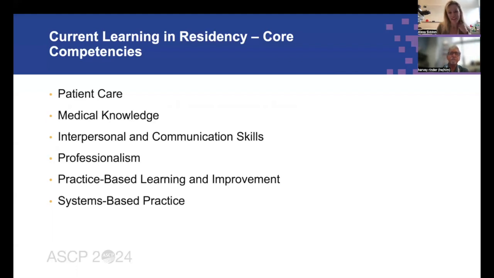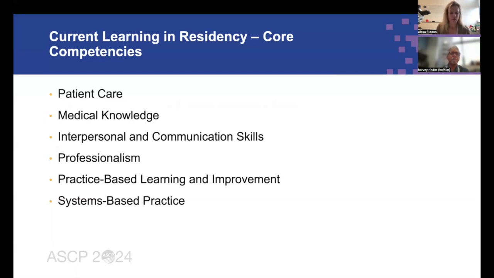I'm crib noting what the ACGME actually puts into writing for all of these. For the practice-based learning and improvement, our residents need to identify strengths and deficiencies of their own knowledge. They need to set their own improvement goals. They need to do some quality improvement measures. Use information technology, which is rapidly being integrated into pathology and lab medicine. And then the last competency is our systems-based practice. And so this is where our residents have to demonstrate an awareness and responsiveness to a larger picture within a health system.